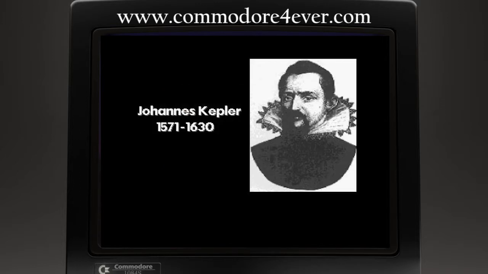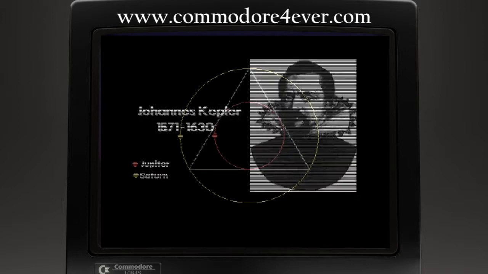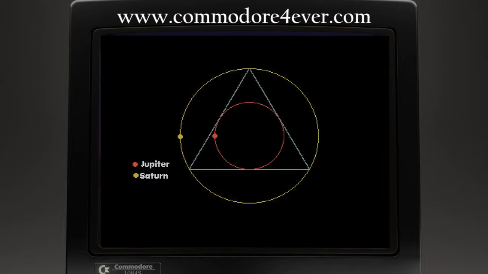Johann Kepler was born in 1571. From his youth he was fascinated with the stars. He devoted his life to the search for a natural geometrical order that described the position of the 6 known planets in the solar system. Whilst teaching mathematics, he discovered that by inscribing an equilateral triangle inside a circle representing the orbit of Saturn, another circle drawn inside the triangle represented the orbit of Jupiter.